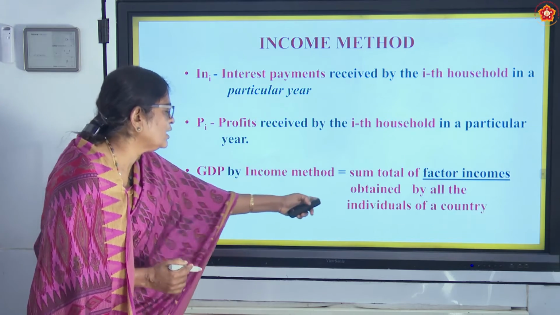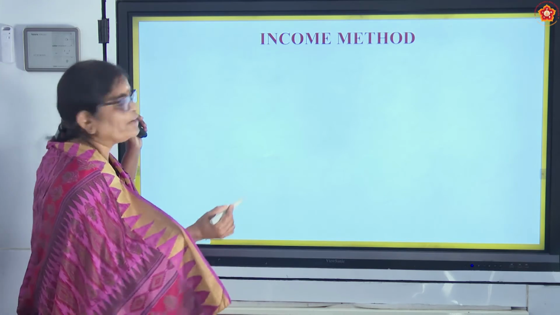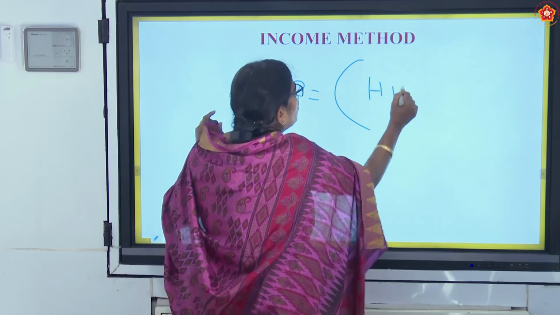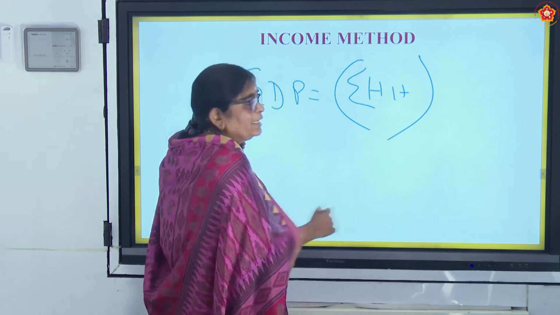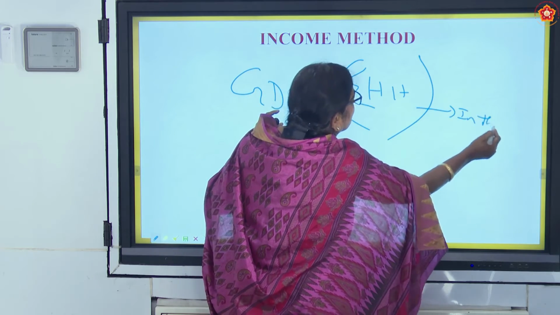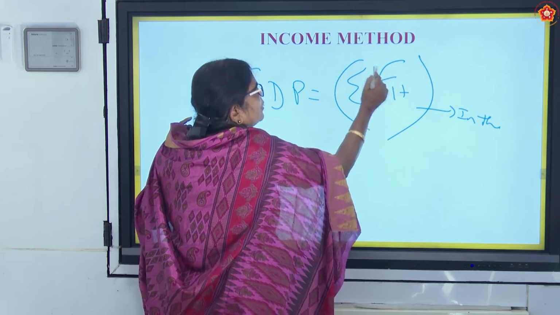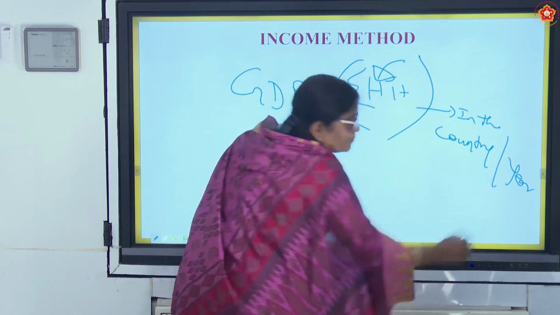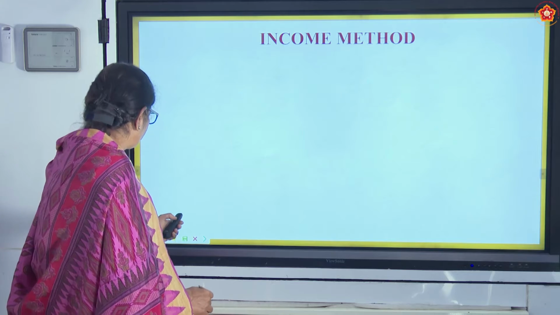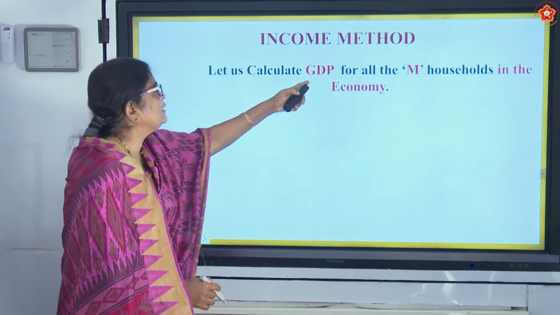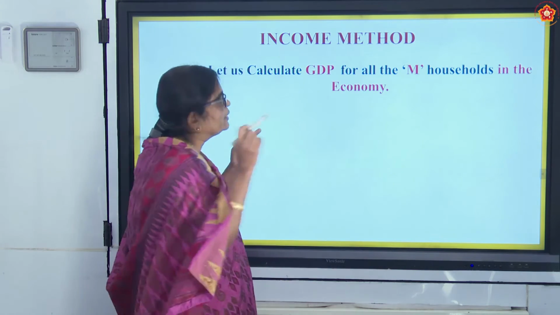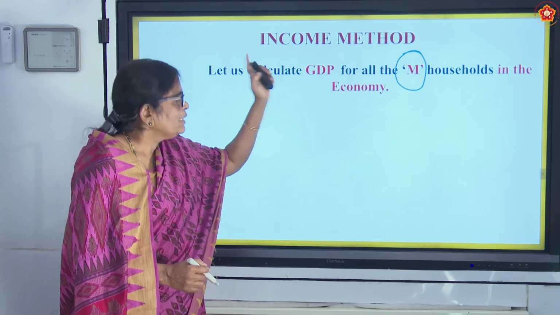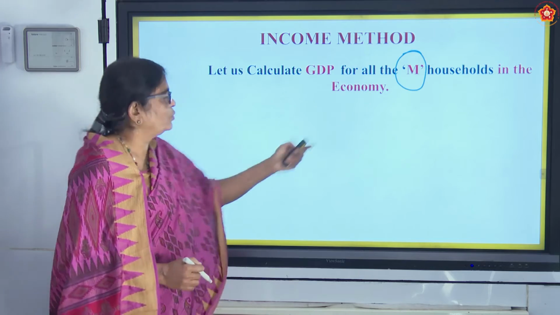Obtained by all the individuals of a country. When we measure GDP, we measure for all the households in the country: all the factor income received by all the households in the country in a particular year. Therefore, let us calculate GDP. Now our economy consists of how many households? M households. Therefore, we are going to calculate GDP in our economy for all the M households.